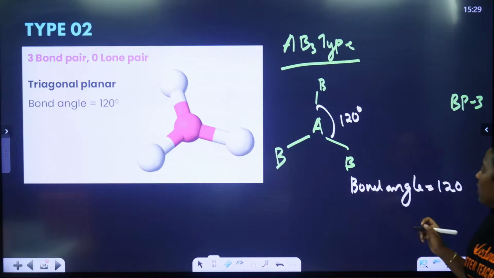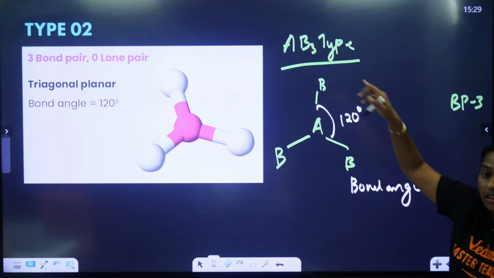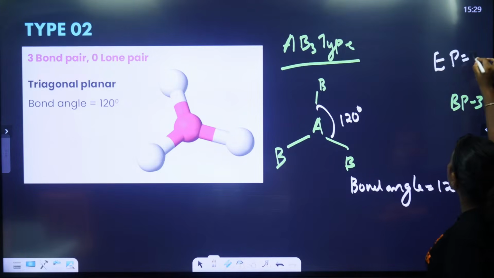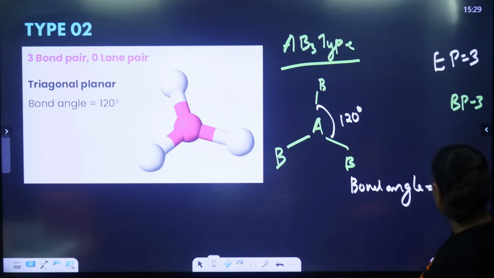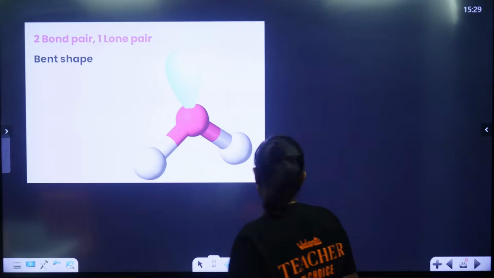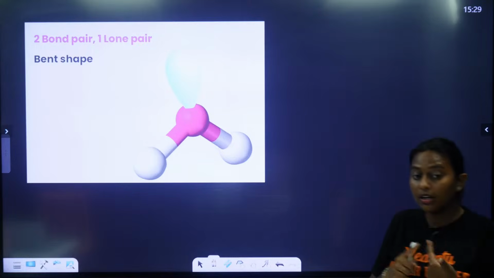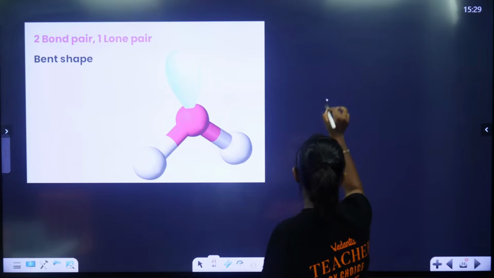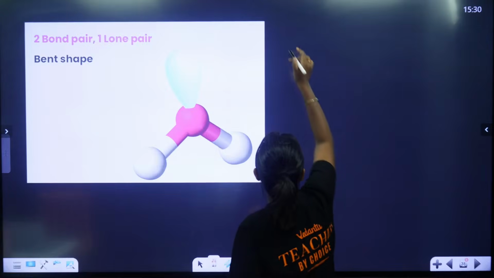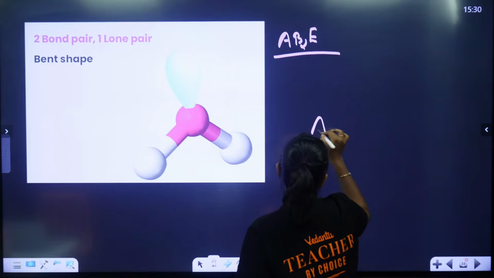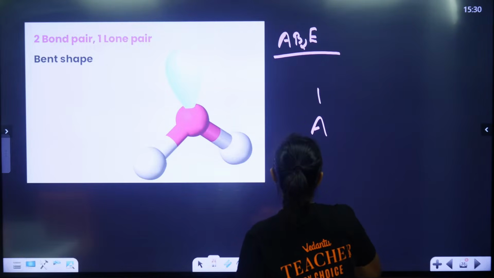Okay, so next we are moving to next type. Here you can see EP, that means electron pair, is actually 3. Then next type is same, EP is 3 only, but you can see 1 lone pair and 2 bond pair. So here I will draw the structure. So this type normally we will say AB2E type.